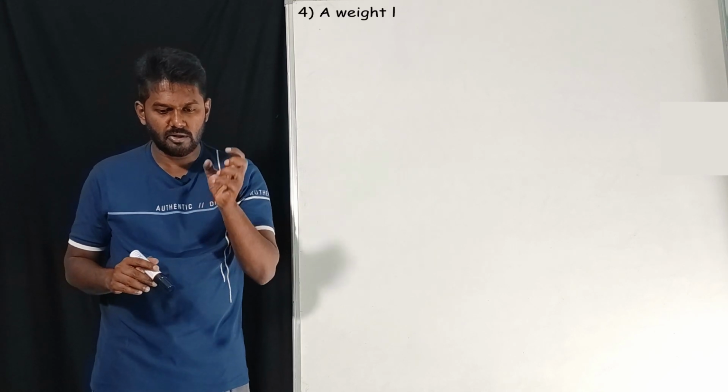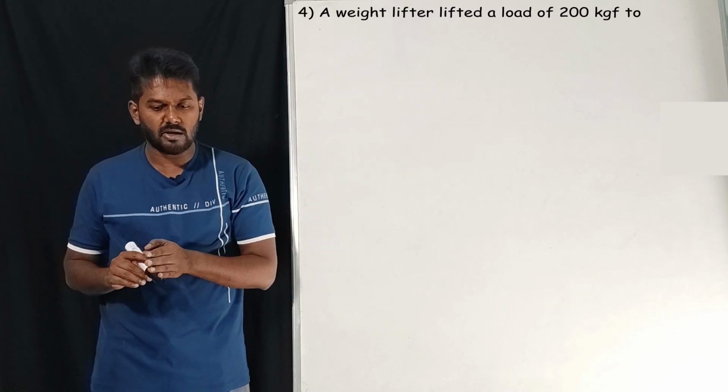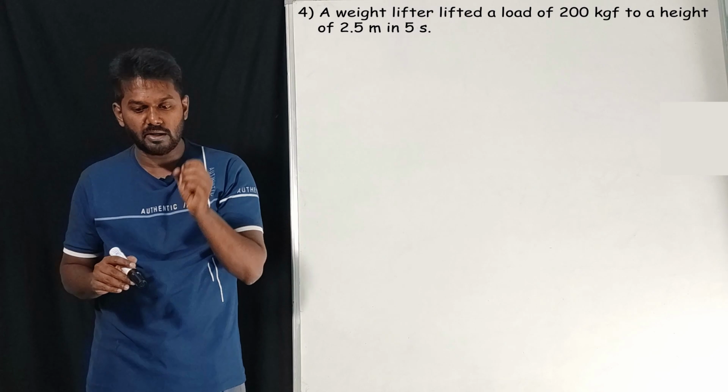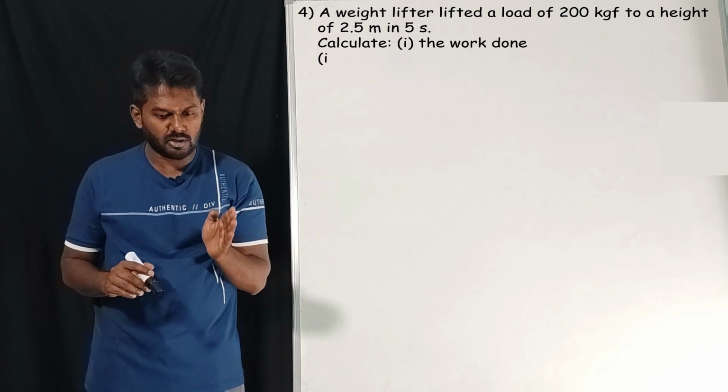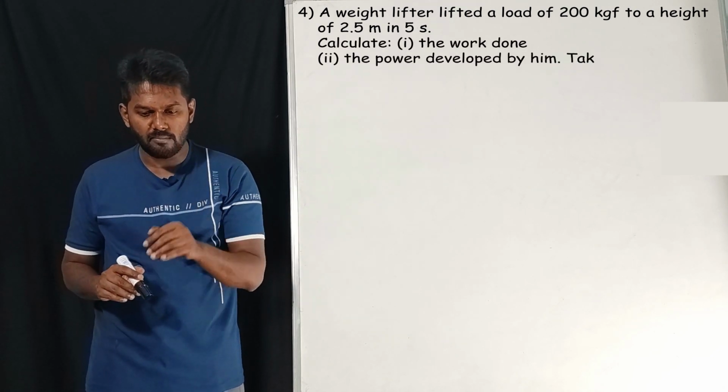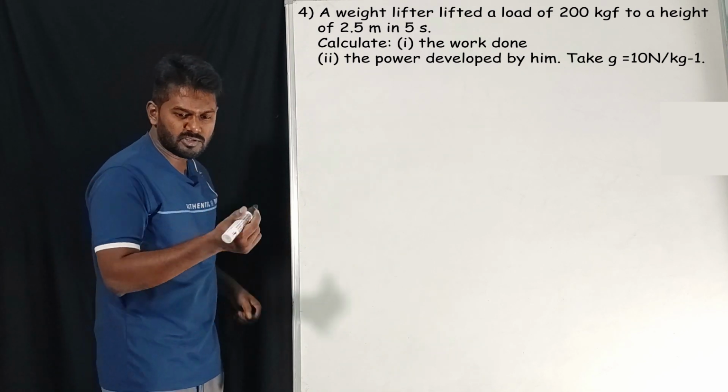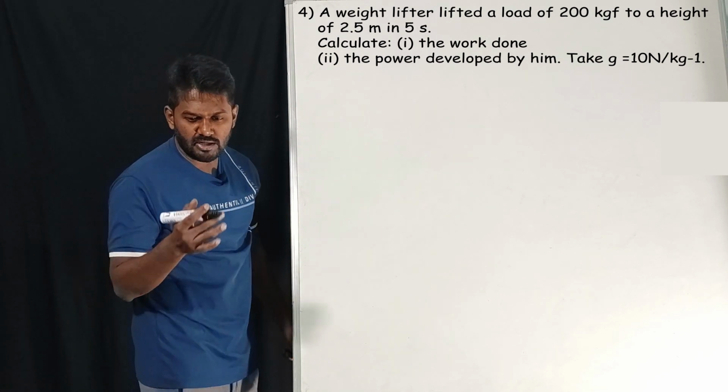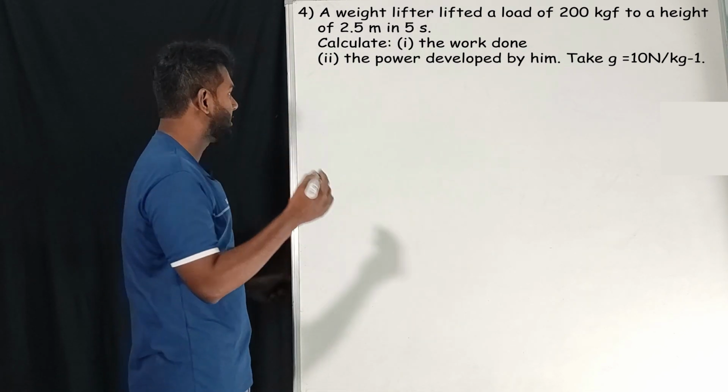Question number 4. A weight lifter lifted a load of 200 kg to a height of 2.5 meter in 5 seconds. Calculate the work done and power developed by him. Take g value as 10. So first we will write the given data. A weight lifter lifted a load of 200 kg.